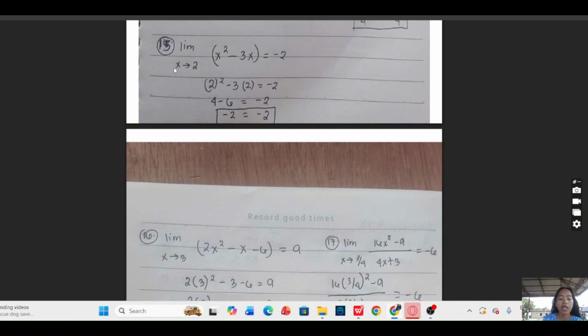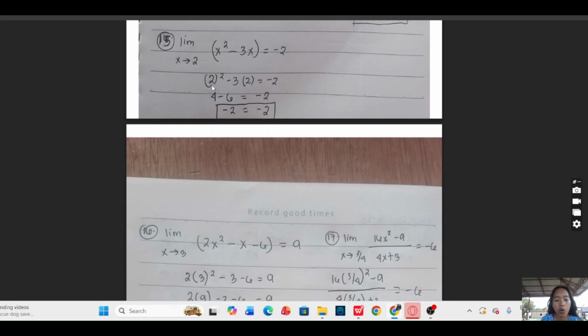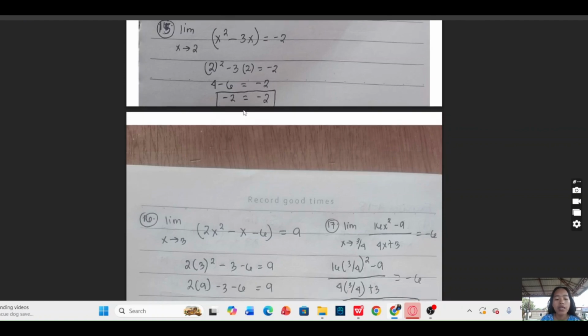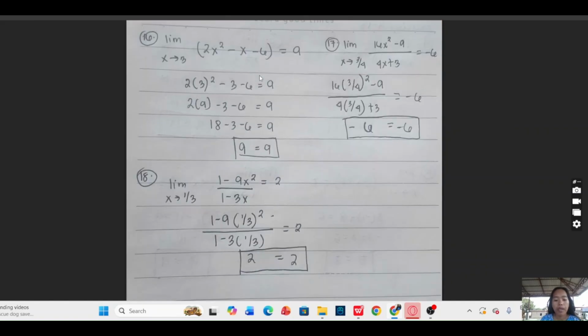So next we have number 15. The limit of x squared minus 3x is equal to negative 2 as x approaches positive 2. We just need to substitute the variable with the given constant, which is 2. So the expression is now converted into 2 squared minus 3 times 2 is equal to negative 2. If we solve this, we attain 4 minus 6, and 4 minus 6 is equal to negative 2. That's why negative 2 is also equal to negative 2.